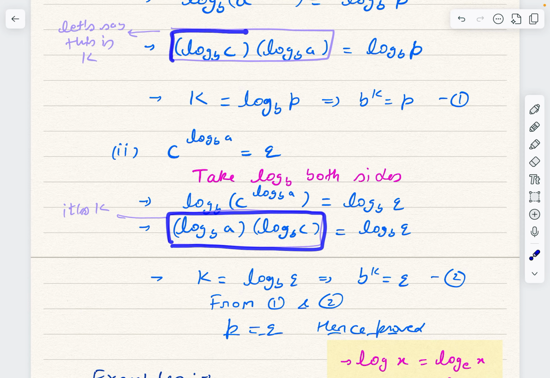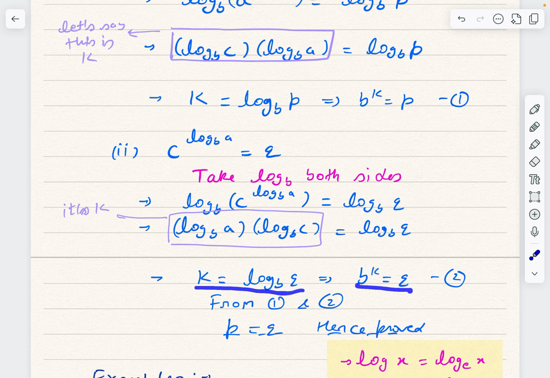This is nothing but K again. If you see, this is what we assumed as K. So from here you get K equal to log base B of Q. So B to the power K is equal to Q also. Here B to the power K was P. So from these two we can see that P is equal to Q. Hence proved. I hope it is clear, guys.